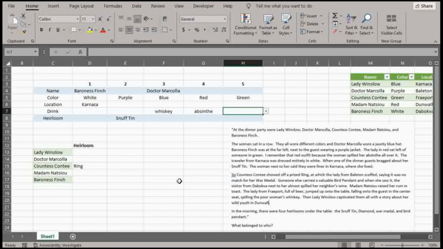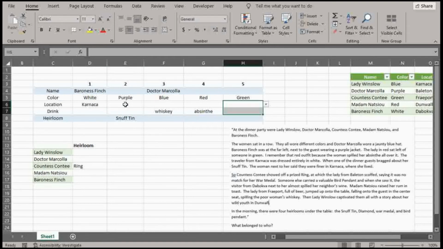So for drinks, we have wine, beer, and rum. So Madame Natio raised her rum in toast. So Natio could be in either one of these two spaces. The lady from Freyport, full of beer, jumped up onto the table. So that could be one of these two spaces.